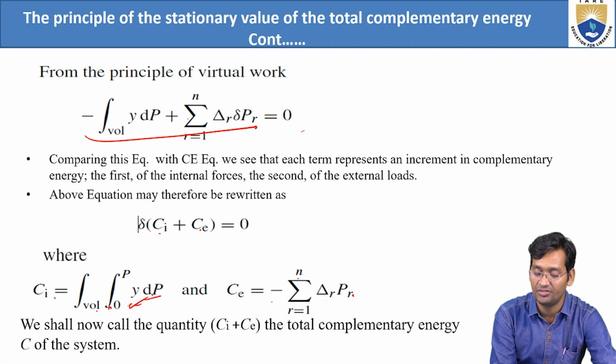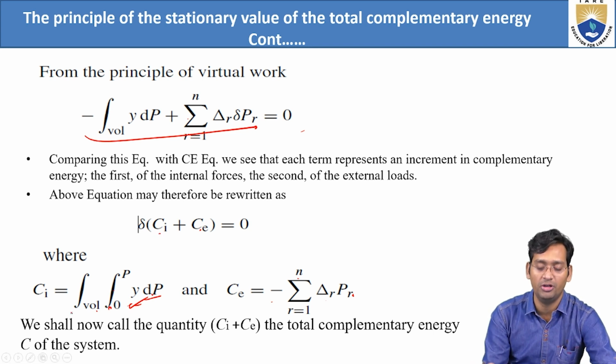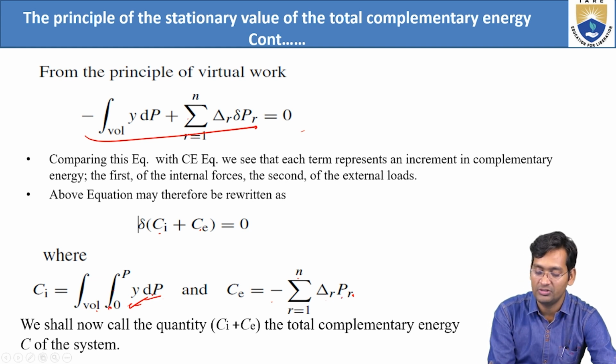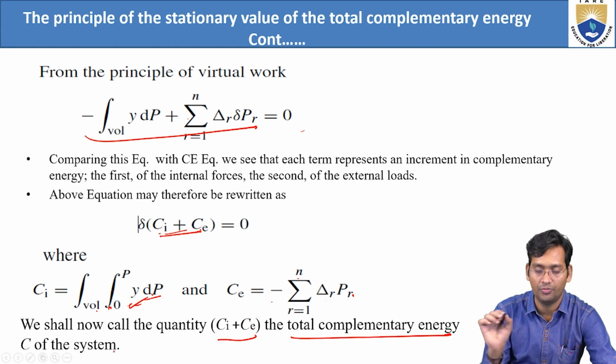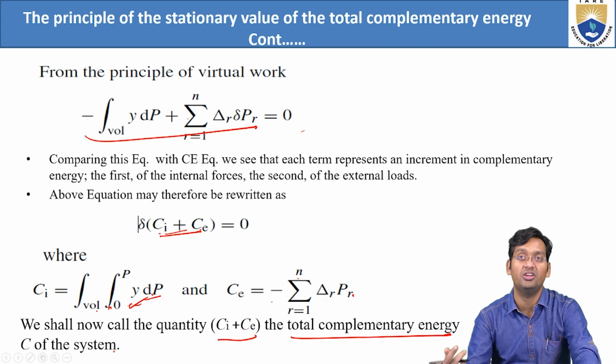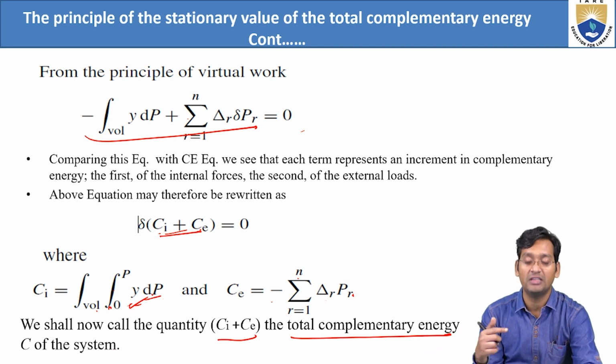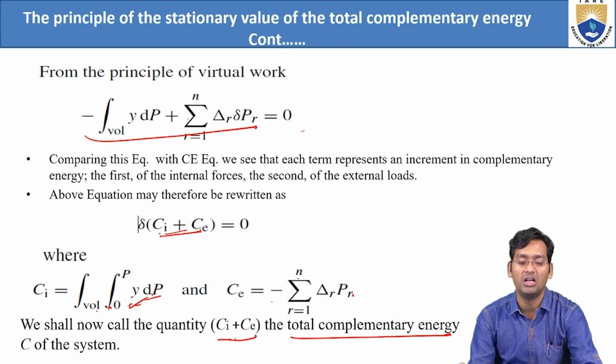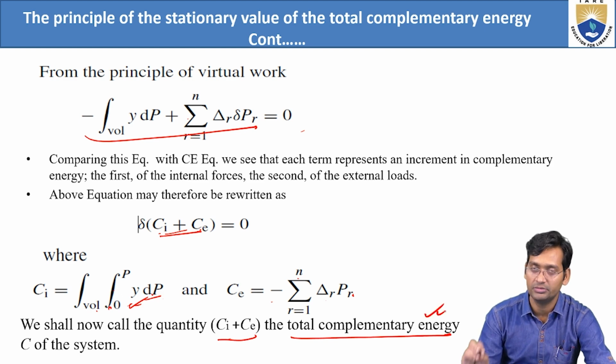What is Ci here? Ci is the first integral, volume into the double integral 0 to p y dp, and that second integral is the volume, and C is the sigma of r equals 1 to n of delta r Pr. We shall now call the quantity Ci plus C, this term, the total complementary energy C of the system. That is the principle of a stationary value. So now Ci plus C will give the total complementary energy of the system.